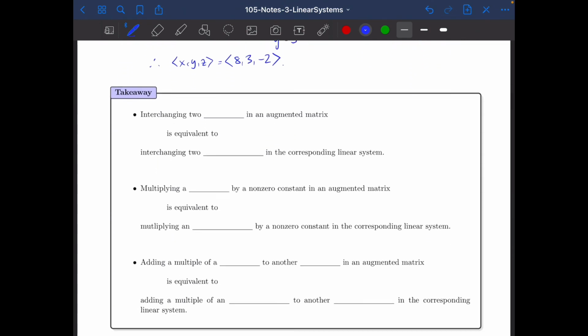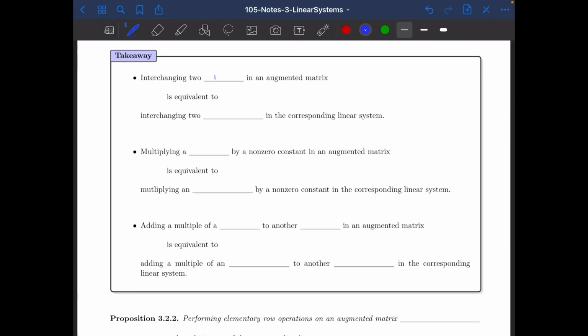And so what is the takeaway from this example? Well, interchanging two rows in an augmented matrix is equivalent to interchanging two equations in the corresponding linear system. In the same way, multiplying a row by a non-zero constant in an augmented matrix is equivalent to multiplying an equation by a non-zero constant in the corresponding linear system. And finally, adding a multiple of a row to another row in an augmented matrix is equivalent to adding a multiple of an equation to another equation in the corresponding linear system.